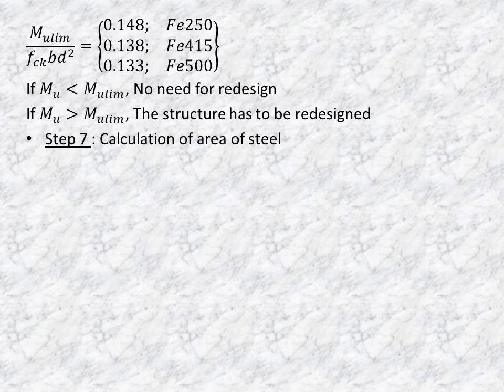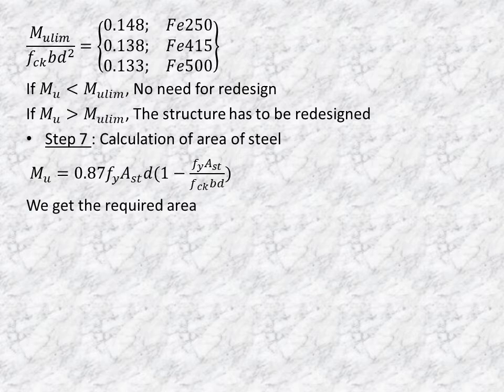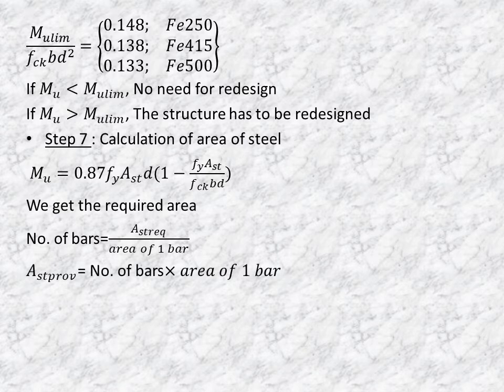Step 7, now we calculate the area of steel. Since Mu is less than Mu limit, it is an under reinforced section, no need to redesign, so we use the formula of moment of resistance in this case. We get the required area. Number of bars is equal to Ast required by area of 1 bar. But we have to find the provided area, that is how much area the bars occupy. Now Ast provided is equal to number of bars into area of 1 bar.